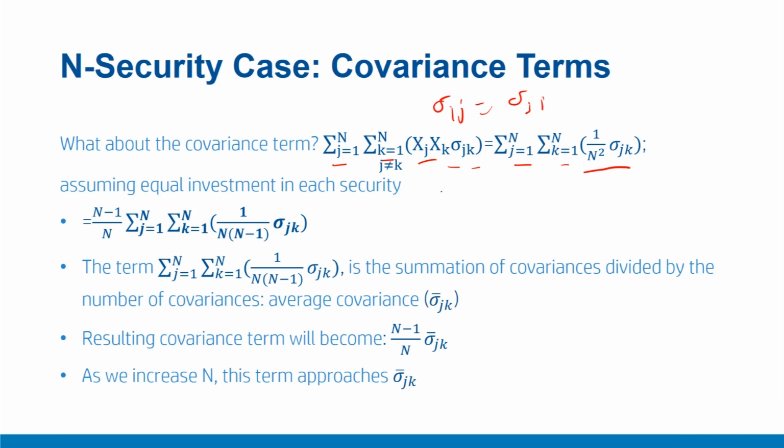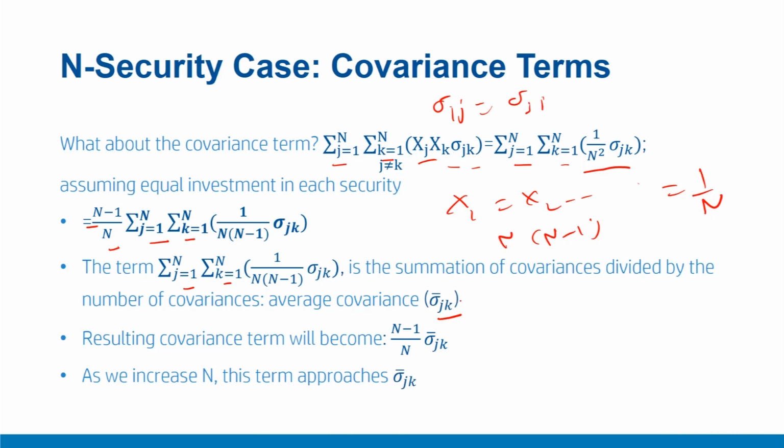This also assumes equal investment in all the securities. That means x1 equal to x2 and so on equal to 1 upon n, equal investments, and this can be further simplified like this: n minus 1 upon n into summation j equal to 1 to n, summation k equal to 1 to n, times 1 upon n into n minus 1 times sigma jk. The term summation j equal to 1 to n, summation k equal to 1 to n, into 1 upon n into n minus 1 times sigma jk is the summation of covariances divided by the number of covariances. Remember, there are n into n minus 1 covariance terms. So this is also called the average covariance or sigma jk bar.